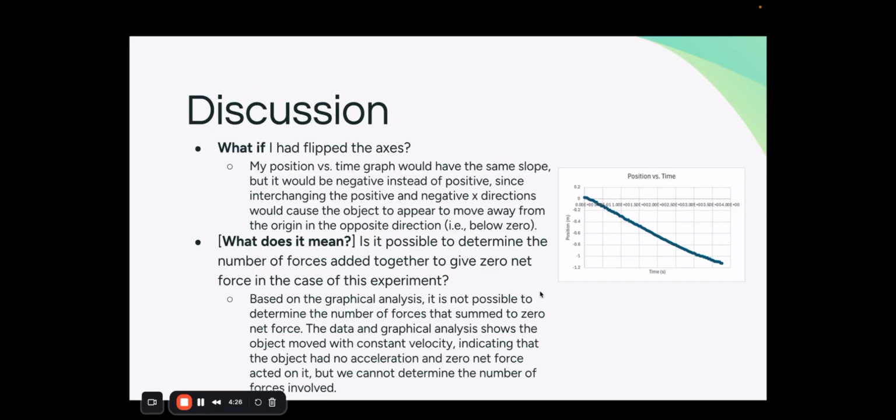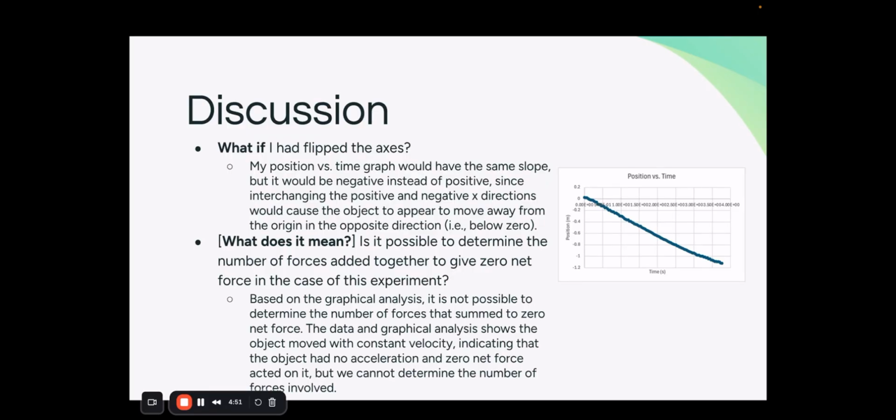For my discussion, let's ask ourselves, what if I had flipped the axes? Well, if I had flipped the axes, my position versus time graph would have the same slope, but it would be negative instead of positive, since interchanging the positive and negative x directions will cause the object to appear to move away from the origin in the opposite direction, such as below 0, and this can be seen in the graph to the right. And then for another question, what does it mean?